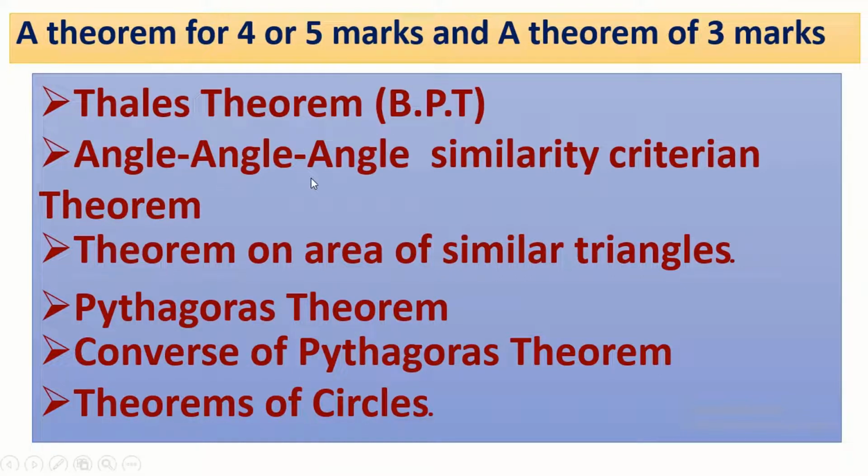And also the theorem of AAA similarity criterion, that is angle similarity criterion theorem. That type of theorem may also appear for 4 marks. And the theorem on the area of the similar triangles may also appear. And Pythagoras theorem is asked for 4 marks or it may be 5 marks. And also converse of the Pythagoras theorem. So these are for 4 or 5 marks.